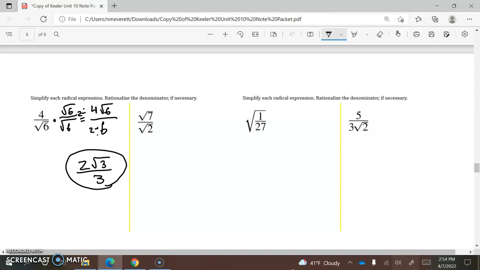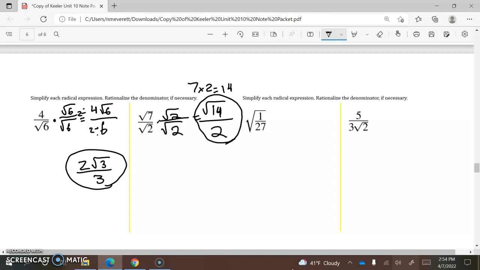Alrighty. Square root of 7 over square root of 2. Square root of 2 will not simplify any further, so I will multiply on the top and on the bottom by that square root of 2. Square root of 7 times the square root of 2, well, write a square root. 7 times 2 equals 14, so I'm going to put that 14 underneath the square root. Over, well, that'll just become 2, so it'll just become square root of 14 over 2.